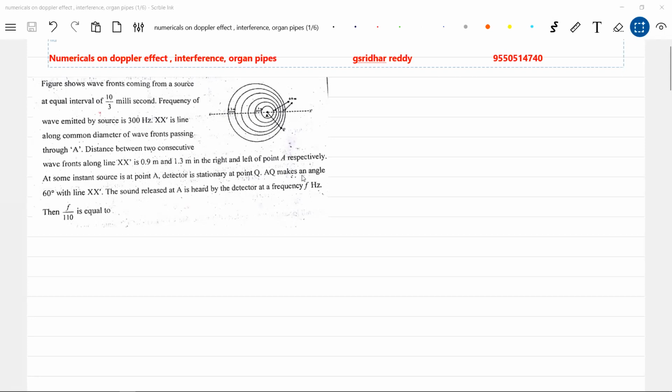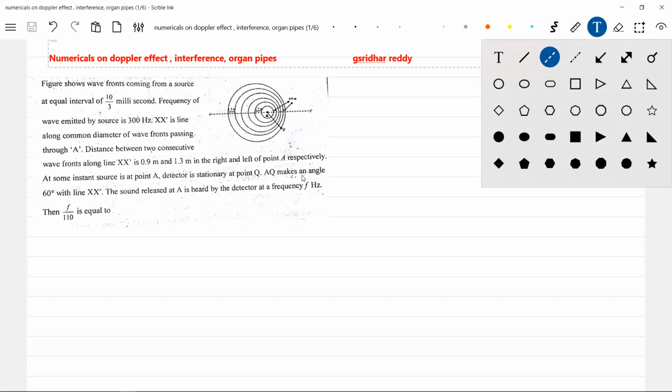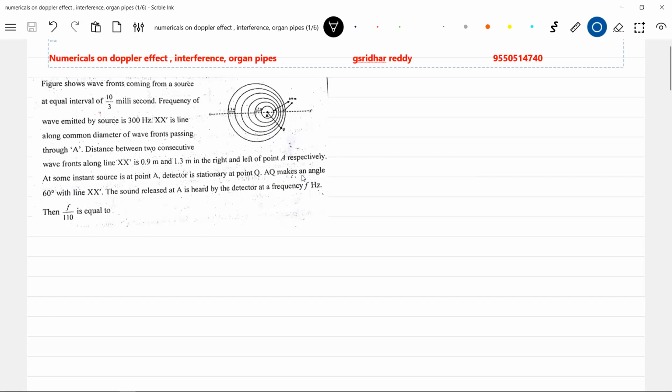So with the help of these wavefronts, we are supposed to analyze the condition. 1.3 meters. So I'll draw the diagram. Most of you are telling, sir, the diagram is not clear. Let me draw the diagram. It'll take less time.